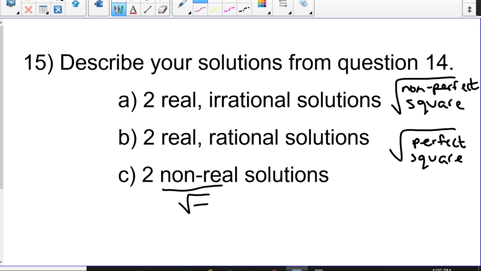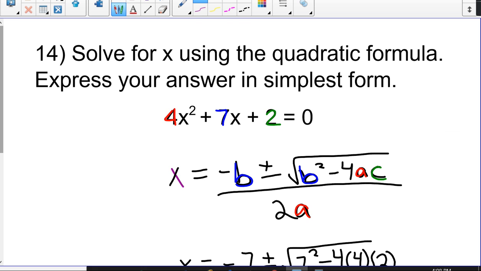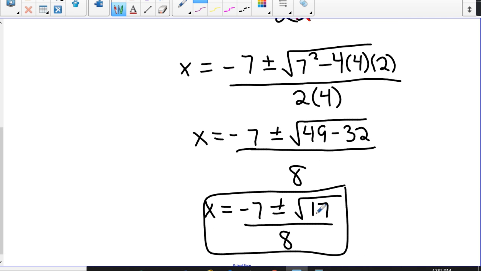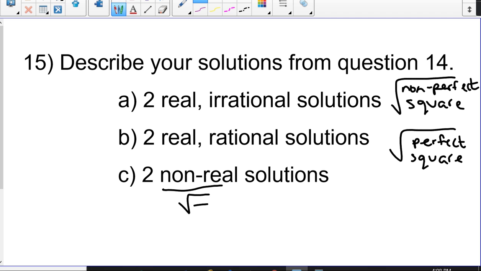And since we got root 17, let's go back to 14. Inside our radical, we had 17. That tells me that this is 2 real irrational solutions. They're real because it's not a negative number. It's a positive number in there, but it's irrational because it's not a perfect square, so we'll get a decimal that never ends. So that's the answer for 15.